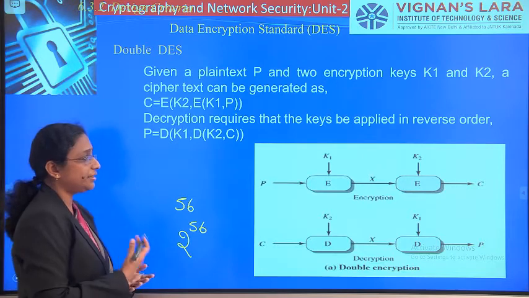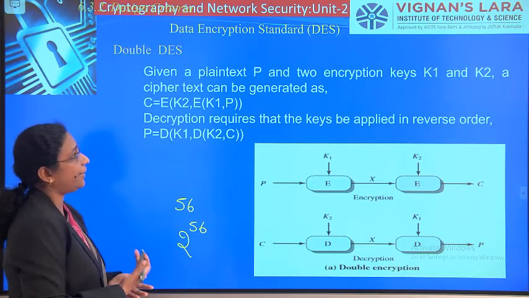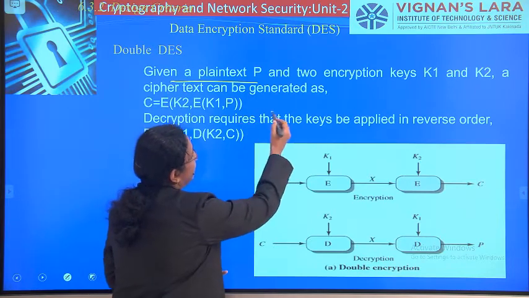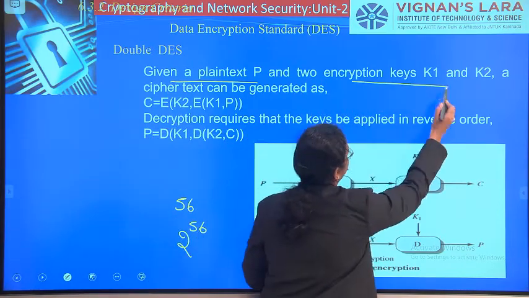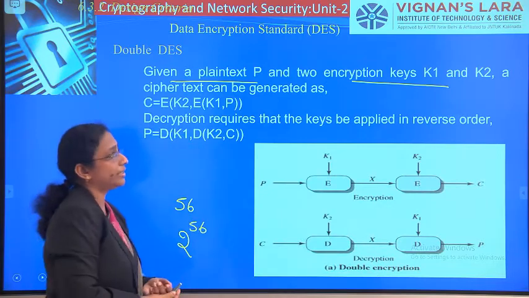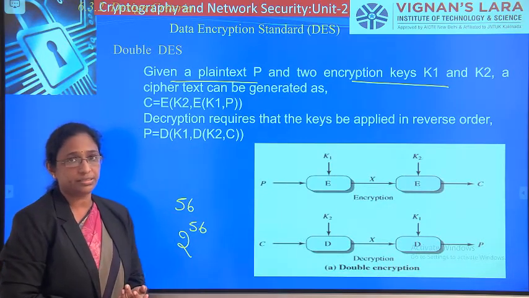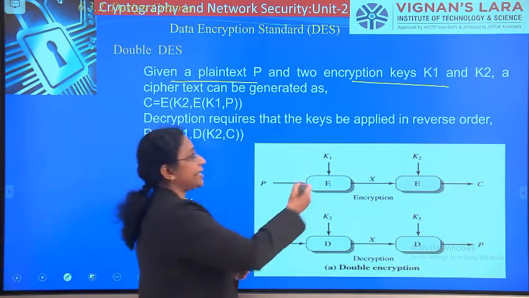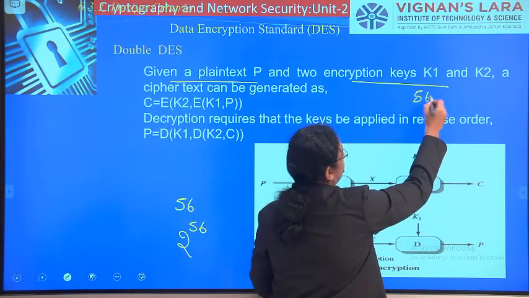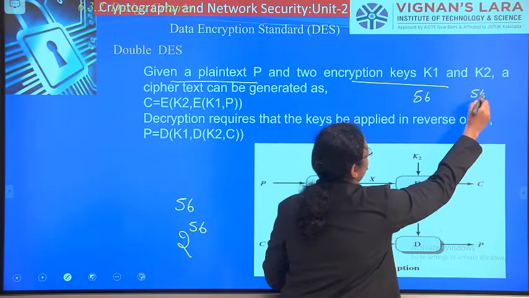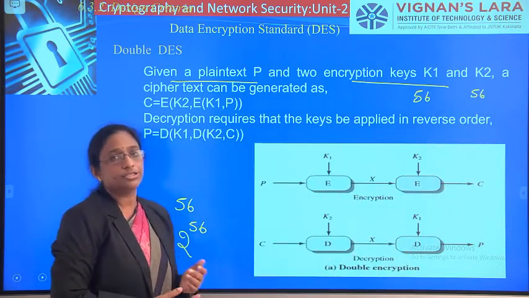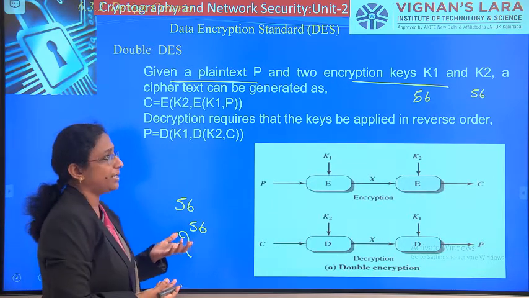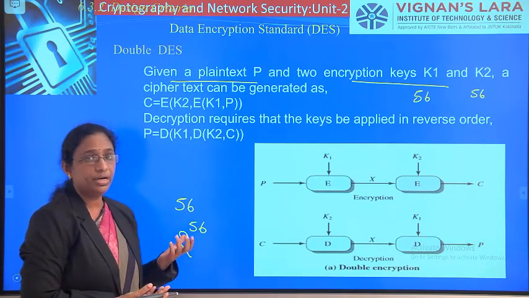In double DES, we are given a plain text P and 2 encryption keys K1 and K2. Here we will be using 2 encryption keys, and each key is of size 56 bits. K1 is a 56-bit key and K2 is also a 56-bit key. These two keys enhance the security of DES.